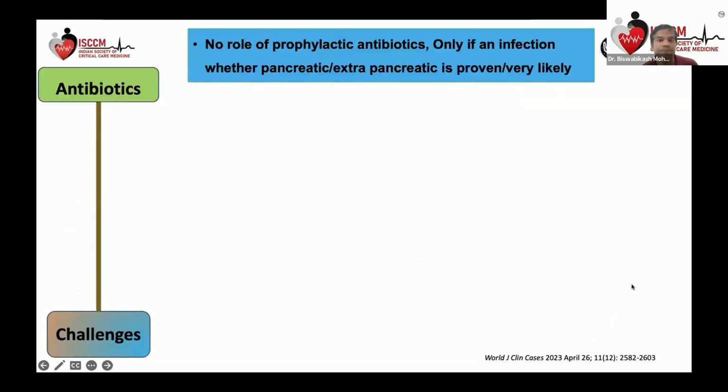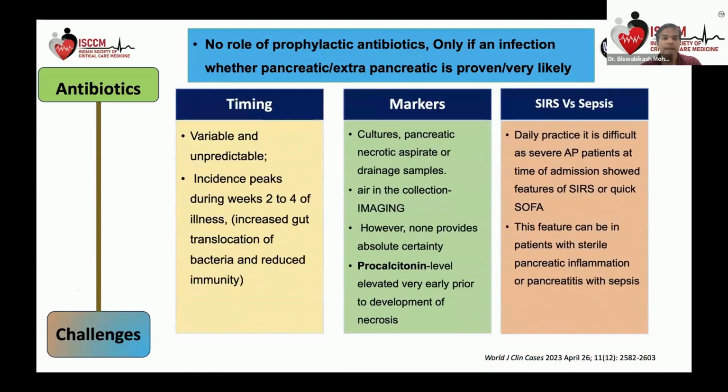Now, coming to another aspect, the antibiotics. All the guidelines nowadays say there is no role of prophylactic antibiotics; only if infection is there, whether pancreatic or extrapancreatic proven, we should start antibiotics. But the important thing is timing. We should know at which time to start antibiotics, because it is variable and unpredictable, and the incidence of infections peaks during the 2 to 4 weeks of illness, where gut translocation is at its maximum and reduced immunity is at its maximum. So we should know the exact timing to start antibiotics.